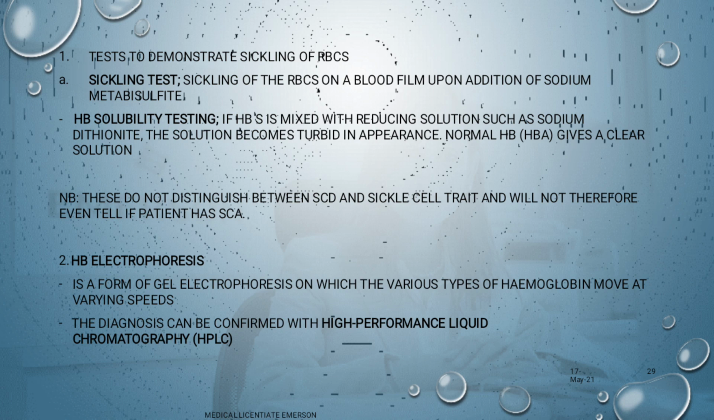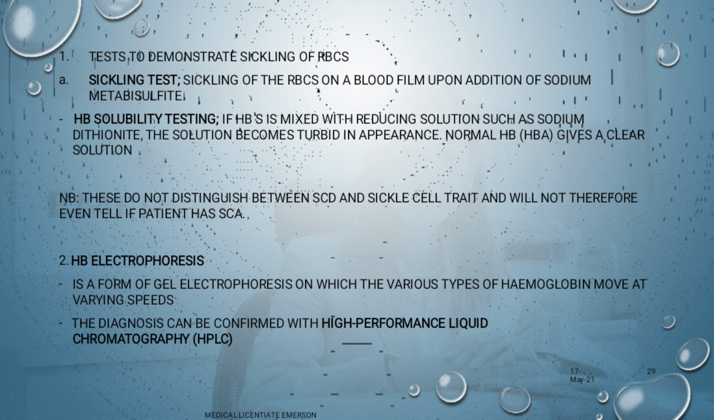And in terms of HB solubility testing, if HB is mixed with reducing solution such as sodium dithionite, the solution becomes turbid in appearance. And then in terms of the normal HB, which is HBA, it gives a clear solution. But for the one which is HBS, it will give a turbid solution. So you have to note that these do not distinguish between sickle cell disease and sickle cell trait, and will not therefore even tell if the patient has sickle cell anemia.